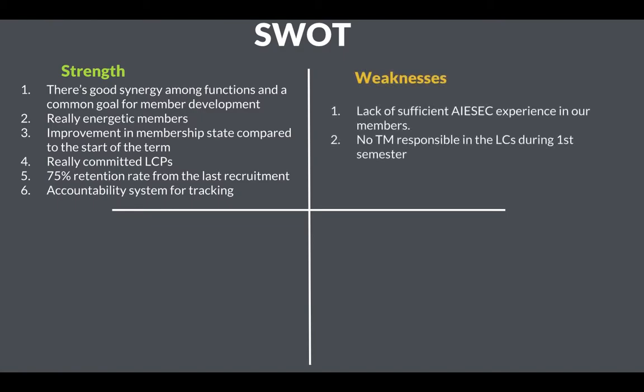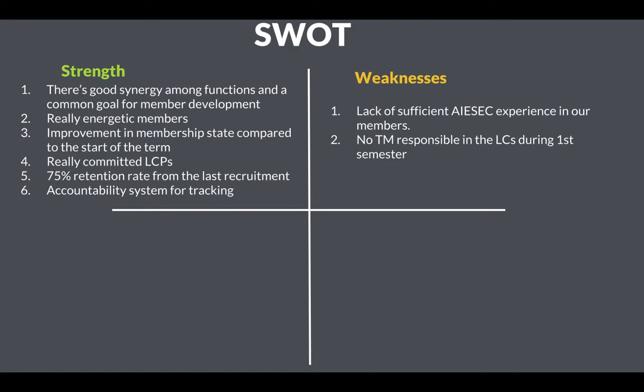And the weaknesses. There are two main weaknesses I've highlighted here. The first weakness is a lack of sufficient AIESEC experience in our members. Most of our members are new, really new, and that means they don't have the AIESEC experience yet, and it's quite a challenge for us.